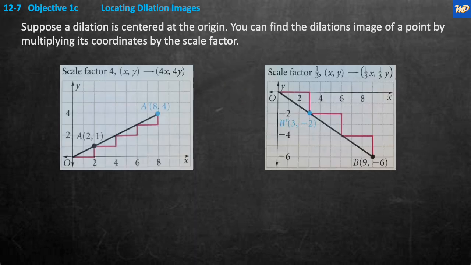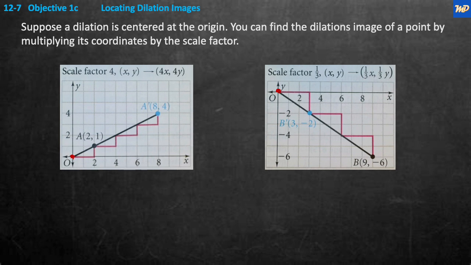Objective 1C. This is the third slide in our Objective 1 slides. Locating dilation images. Suppose a dilation is centered at the origin. We've talked about origin-centered dilations in the past. Here's one at 0, and on the right side, it's up there at 0. It says you can find the dilation image of a point by multiplying its coordinates by the scale factor.